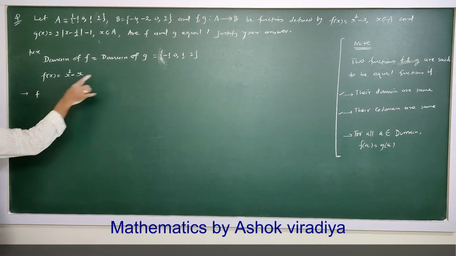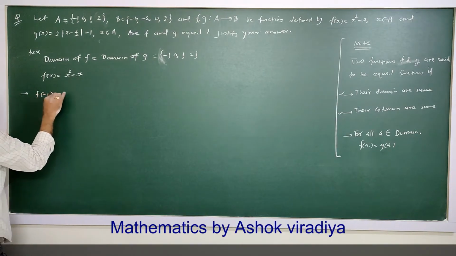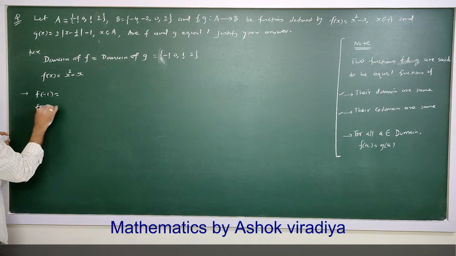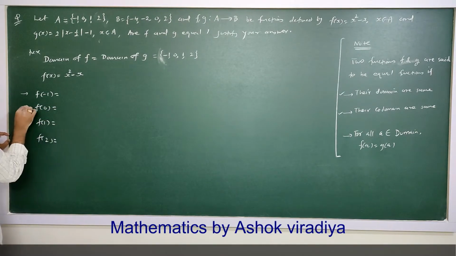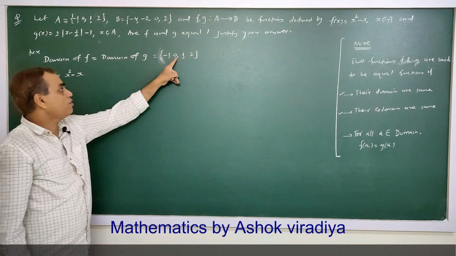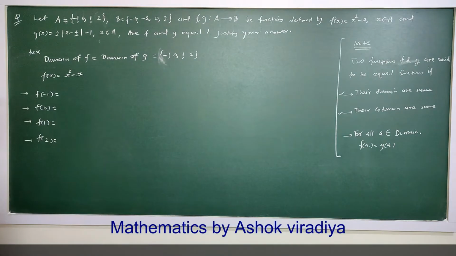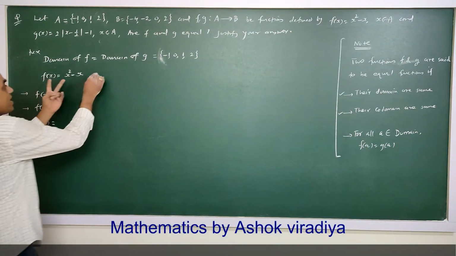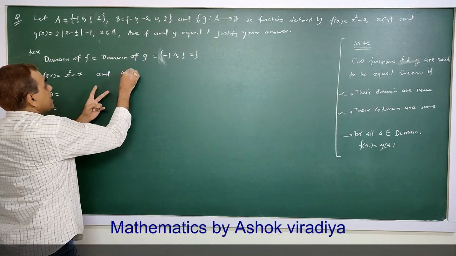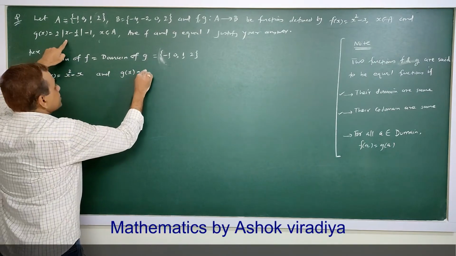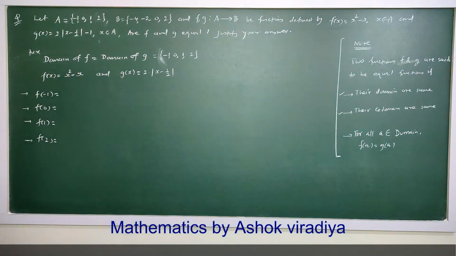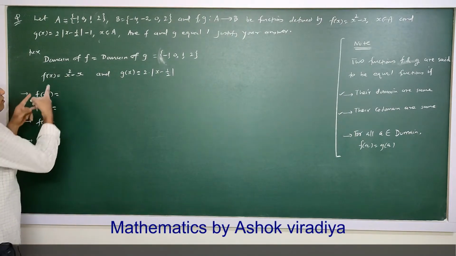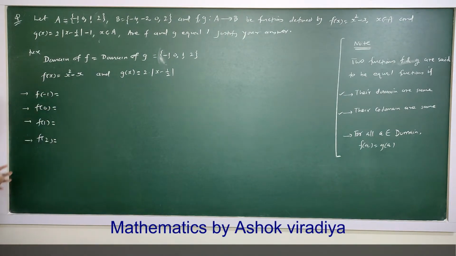Now in this function I am putting minus 1, then 0, 1 and 2: f of minus 1, f of 0, f of 1, f of 2. And we are also given the formula for g of x. g of x is 2 times modulus of x minus 1 by 2. So first of all we find the images by this formula.